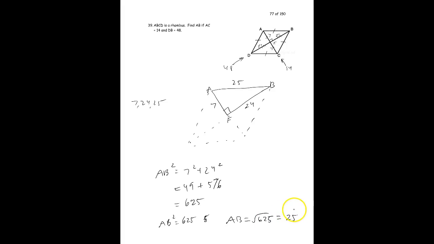or if not, you can compute AB squared, which is the hypotenuse of that right triangle, is going to be 7 squared plus 24 squared, which equals 49 plus 576, 625. AB squared equals 625. So AB is going to be root 625, which is 25.